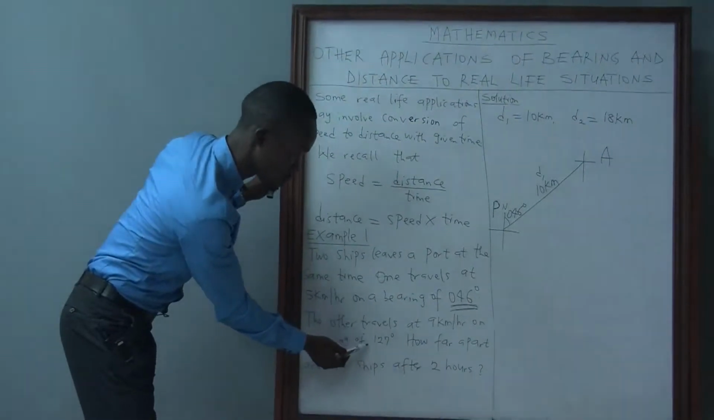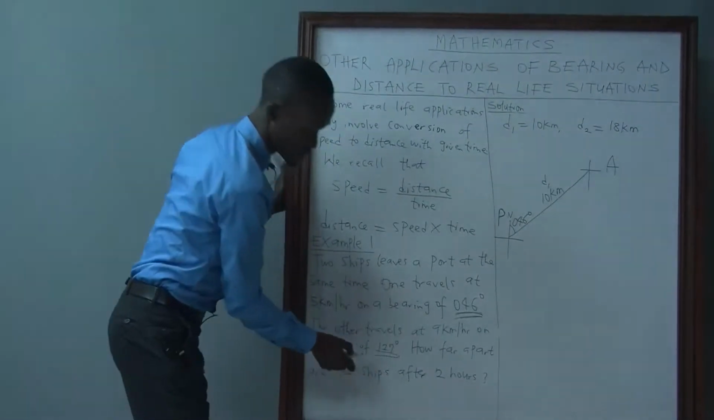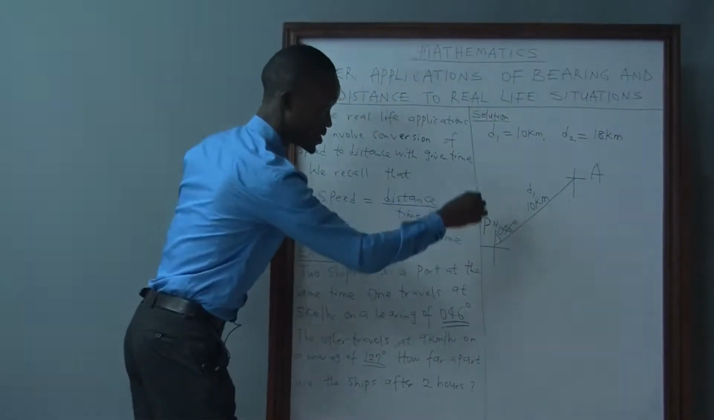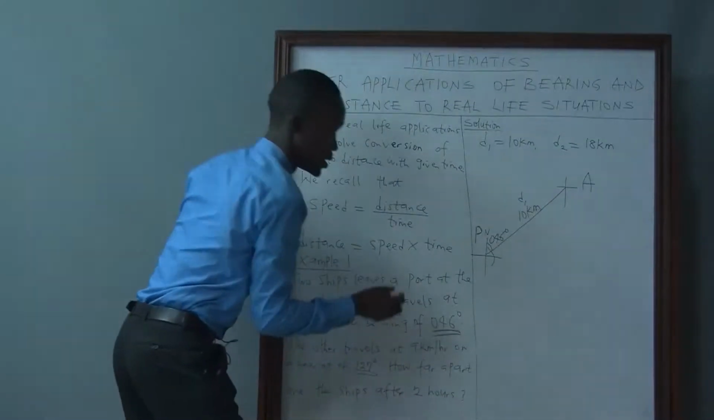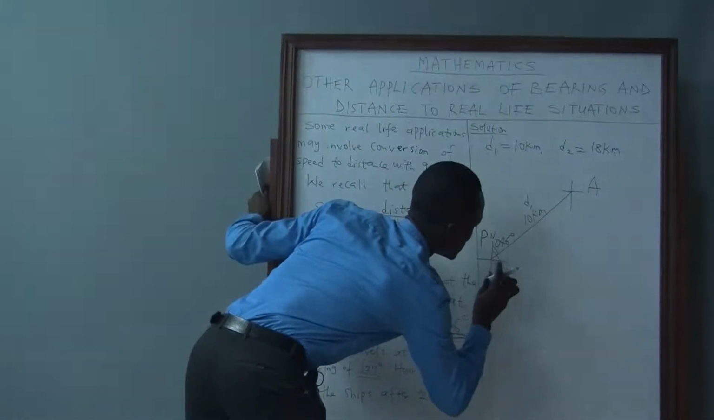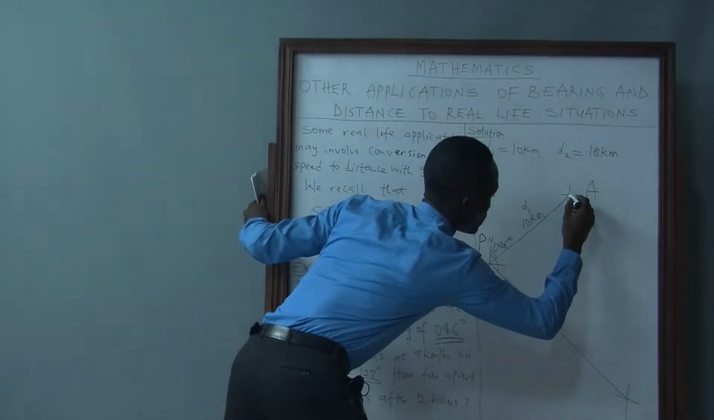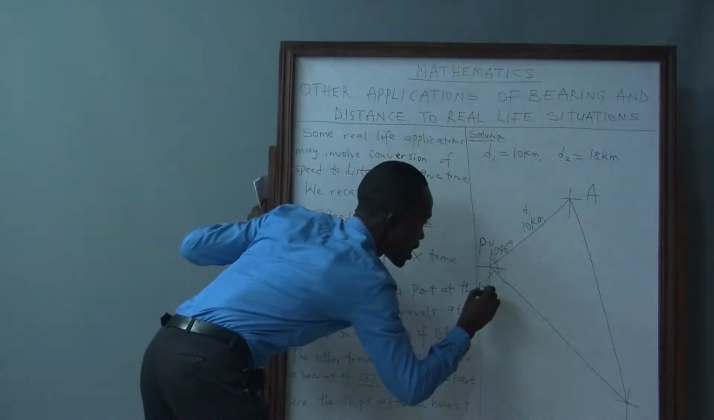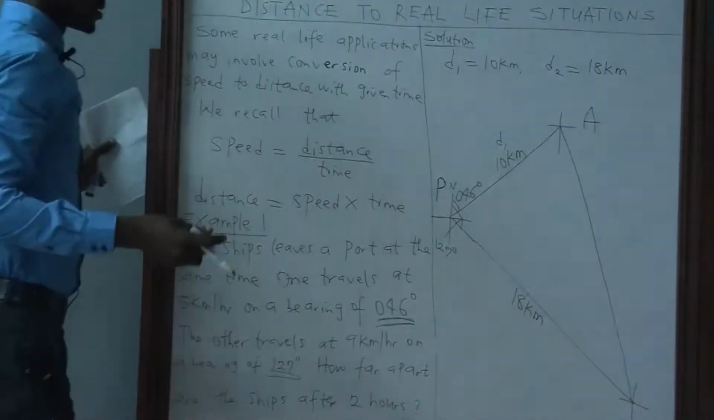Now the second one, on a bearing of 127. So that 127 is also a surveyor's bearing. Any three-figure bearing is a surveyor bearing. So we also take that one from the north pole clockwise. So we have 90, then 127. But the line I will use for this 18 will be longer than what I have here. So we have this. This one is 127 degree and this is 18 kilometers.